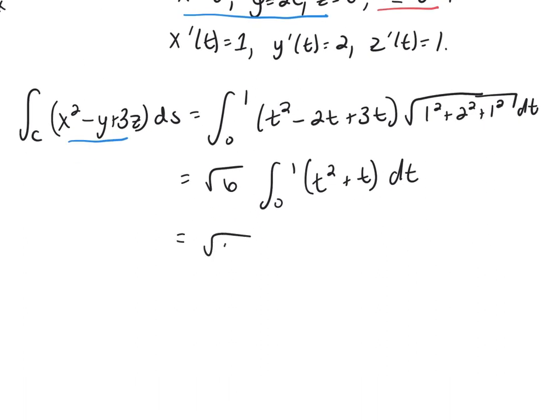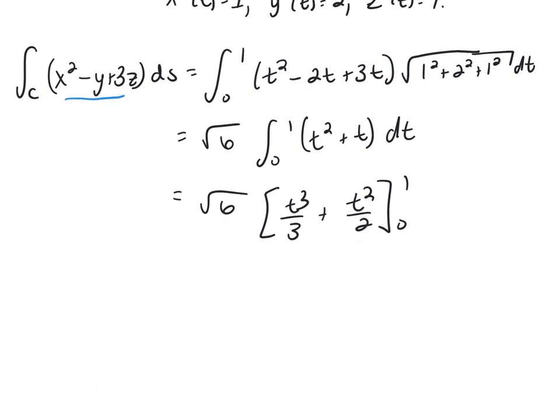And then you just do your reverse power rule, t cubed over 3 plus t squared over 2 from 0 to 1. And if you plug in, you should get 5 root 6 over 6 as your answer.